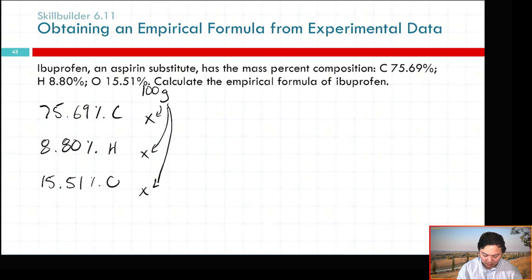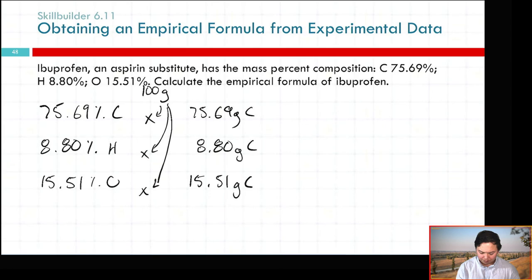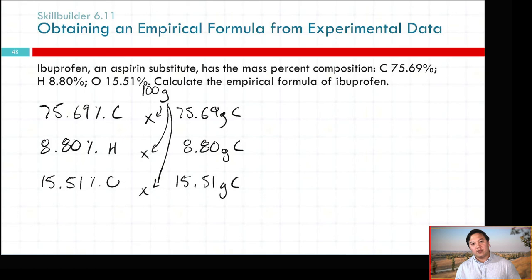So we multiplied all of these by 100 grams to get 75.69 grams of carbon, 8.80 grams of hydrogen, and 15.51 grams of oxygen. So, see how that works? It just makes that math very easy. You essentially just remove the percent, change it to grams. So now that we have these, and you'll see too that they're in exactly the same proportions as our mass percent. Now we can continue on. Oh, I wrote carbon for all of them, huh? Hydrogen, oxygen, not all carbon.